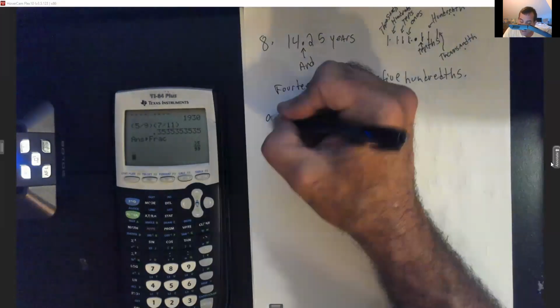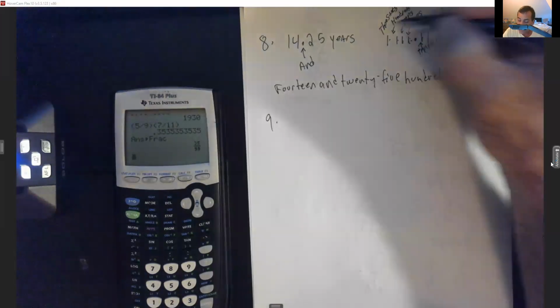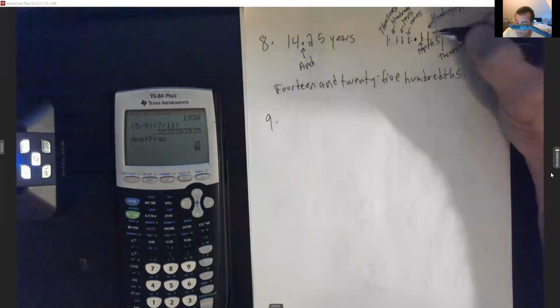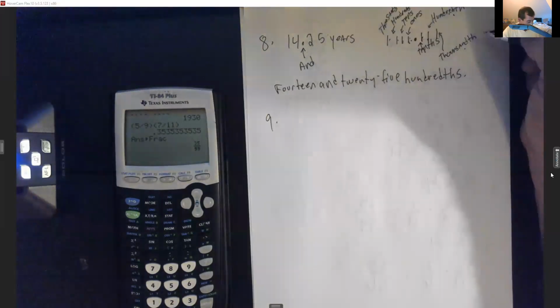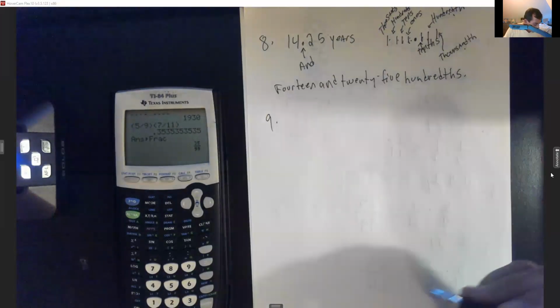If it would have been 0.2, that would have been 2 tenths. If this would have been 253, that would have been 253 thousandths. All right, then the next ones, we're going to convert some more stuff like we did earlier.